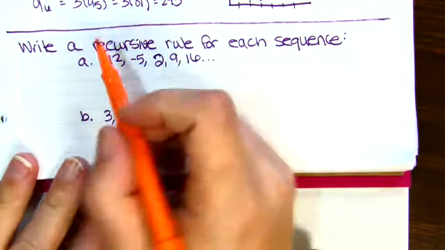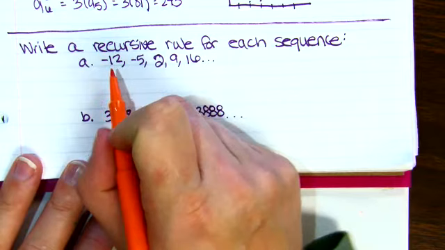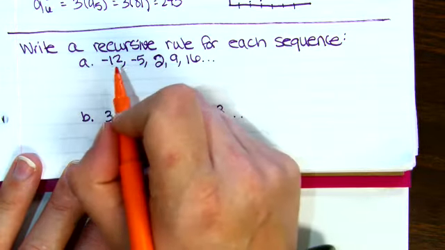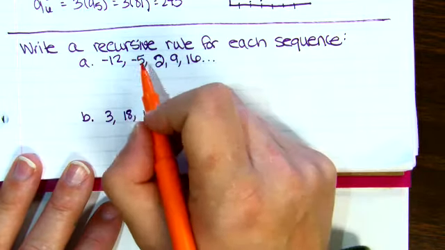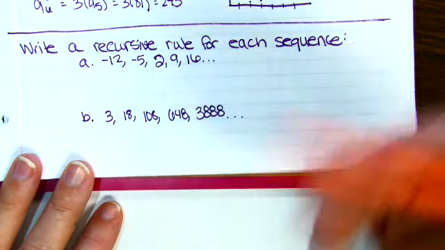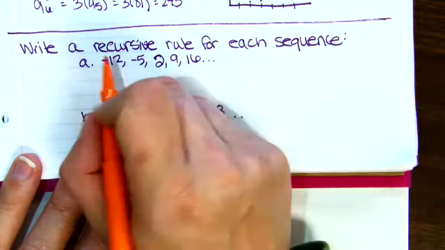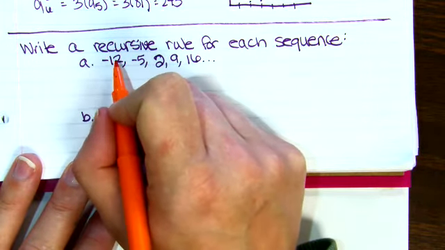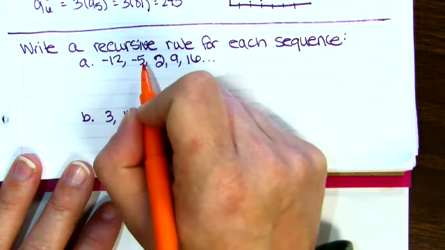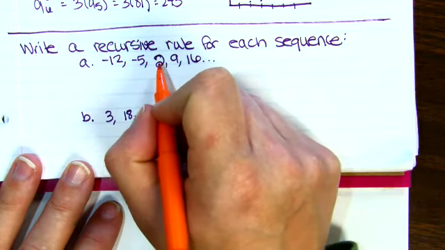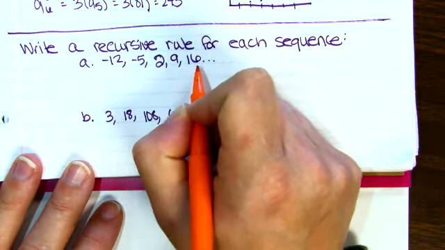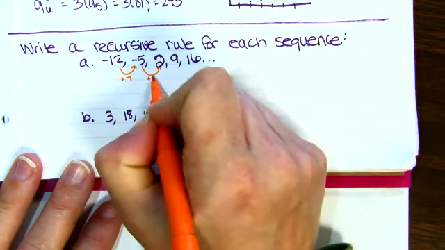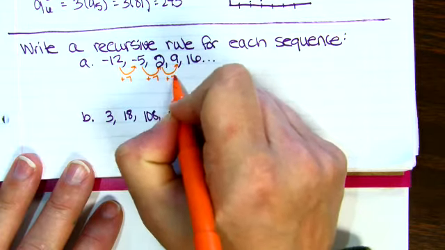So what I would do is, with this first one, my sequence goes -12, -5, 2, 9, 16. It doesn't look like it's growing or decaying especially quickly, so I'm going to think arithmetic first of all. So if I add 7 right here, I'll go from -12 to -5. If I add 7 here, now I'm at 2. Add 7 to get to 9, add 7 to get to 16. So my common difference here is 7.